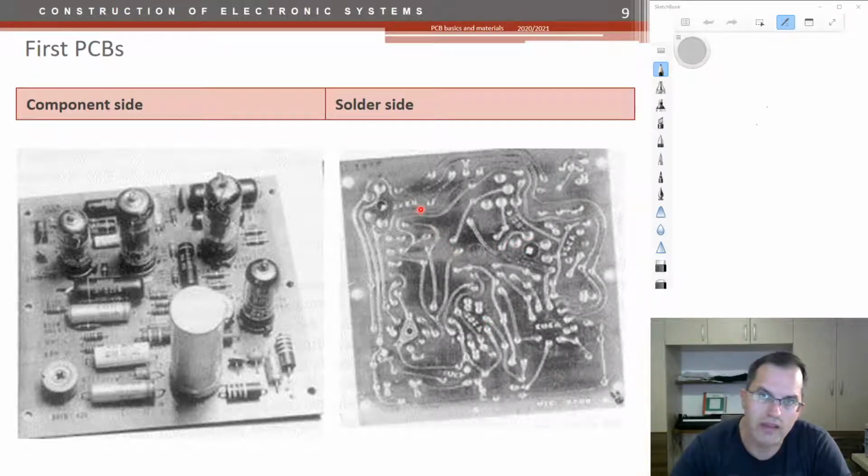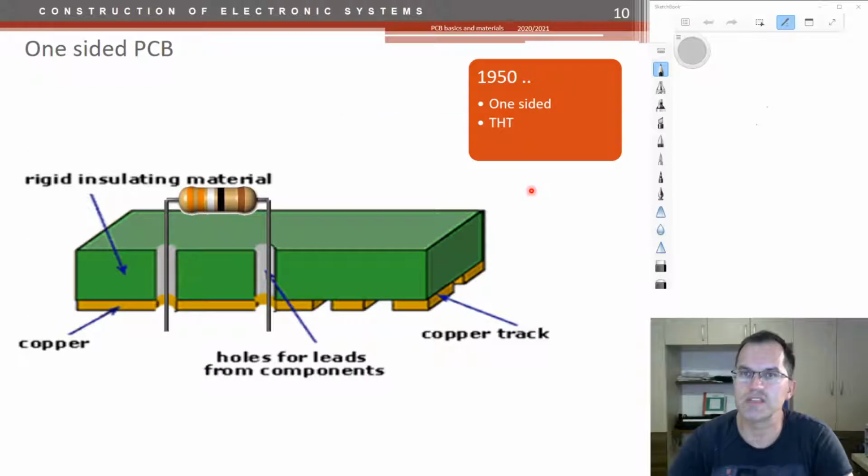Still now, some of the quite used software still uses these names for the layers. So that's component side for the top layer, and solder side for the bottom. So these first single layer PCBs were then, as I said, made with one bottom layer with the copper and top layer with components. They were single-sided and the through-hole components were used.